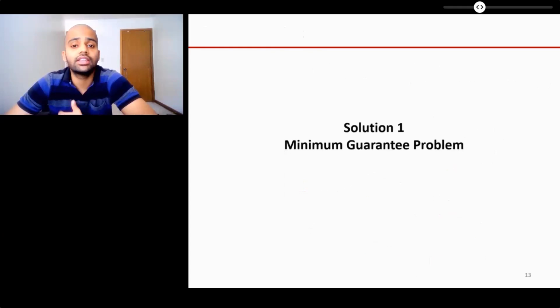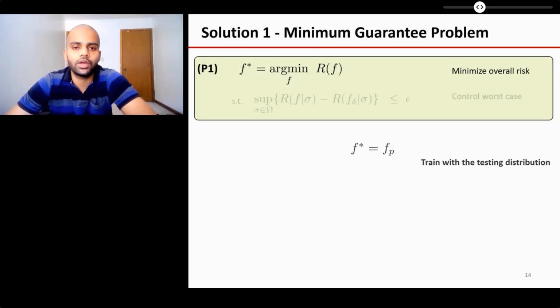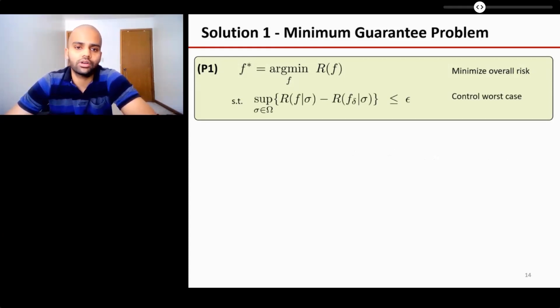With that, let us go into our first solution, which we call the minimum guarantee problem. We start the definition of this problem by minimizing the overall risk. Note that if we don't add any other constraint to this problem, then the solution is nothing but training the network with the testing distribution P of sigma. But we add a constraint which controls the worst case difference between the ideal PSNR curve and the network.